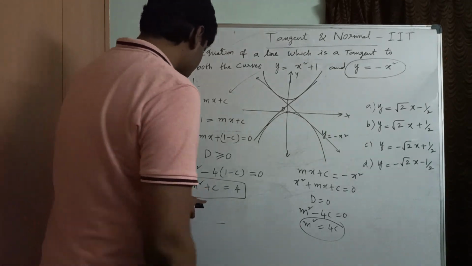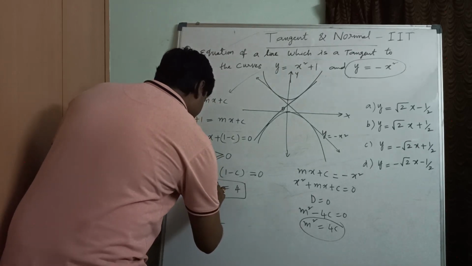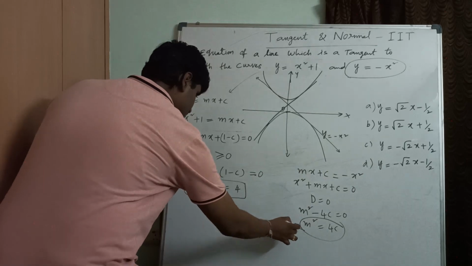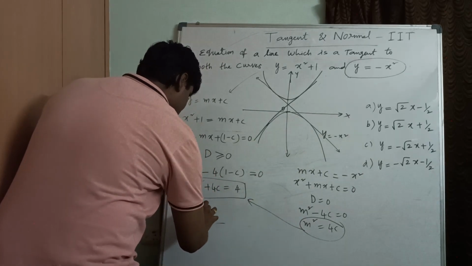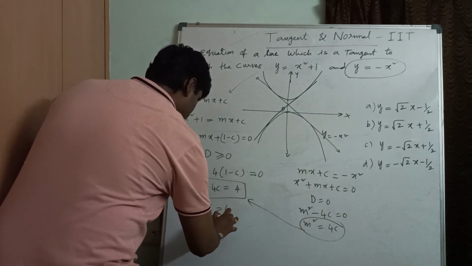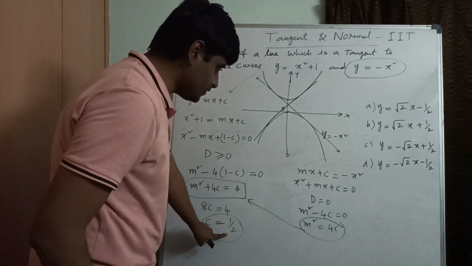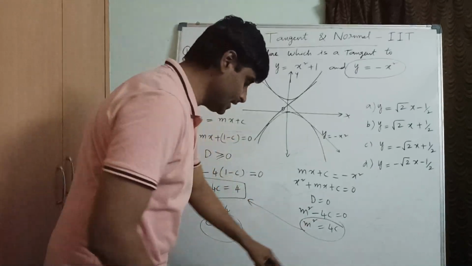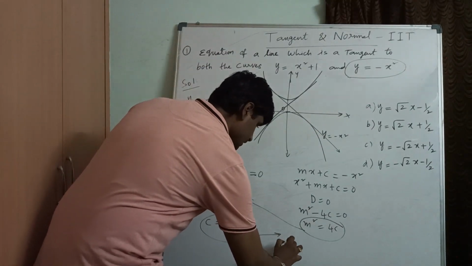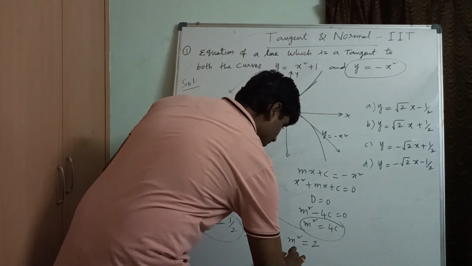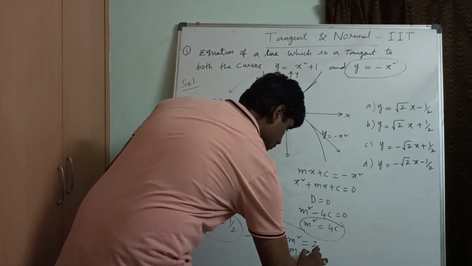So here m square plus 4c equals 4. So here if I substitute the m square value, 4c plus 4c, 8c equal to 4, and c equals 1 by 2. Clear? Whenever c equals 1 by 2, if I substitute here, what will you get as the m square value? m square value is 2, so m value is plus or minus root 2.